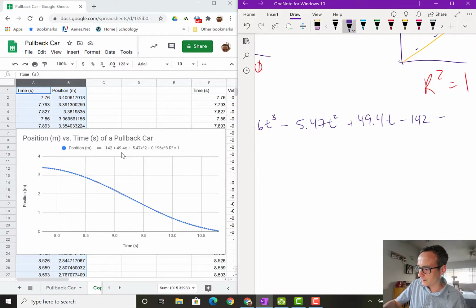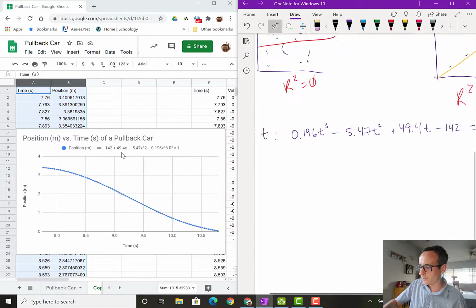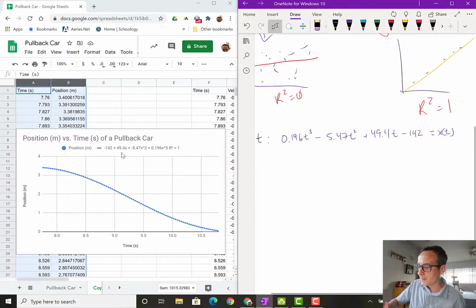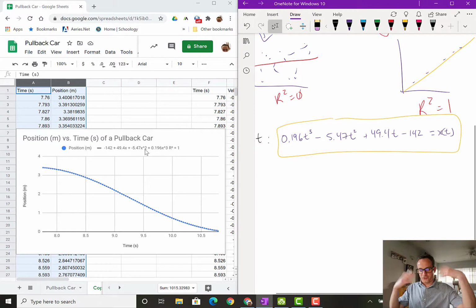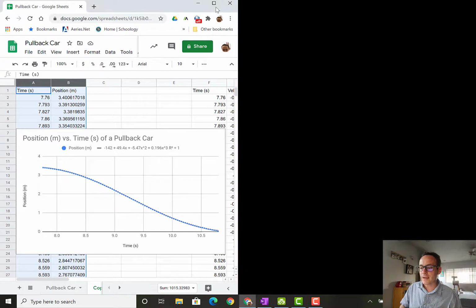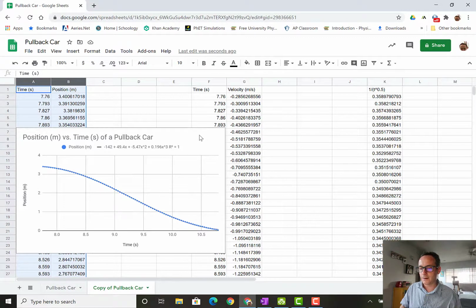That's the position as a function of time. The position I'm calling x as a function of time. So it's an equation, and the equation looks like this. And I'm placing t's instead of x's because Google Sheets just generally writes x's as its variable. It doesn't know that time is on the bottom here, so it just uses x's for its equation. Don't worry about it.